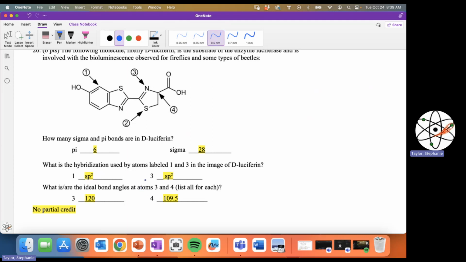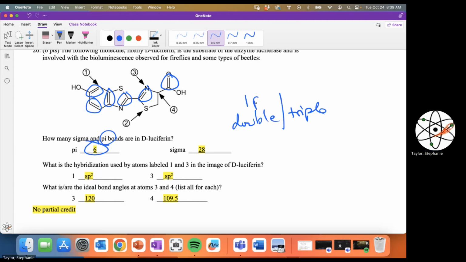Cool. So sigma and pi, I'm going to do pi bonds first. I am looking for double and triple bonds. 1, 2, 3, 4, 5, 6. There's no triple bonds, there's only double bonds, so therefore there's just 6 pi bonds, 1 pi bond for every double bond. If I had triple bonds, there would be 2 pi bonds for every triple bond, but there aren't any triple bonds, so it's just pi's, so that's all I got to worry about. Sigma bonds.